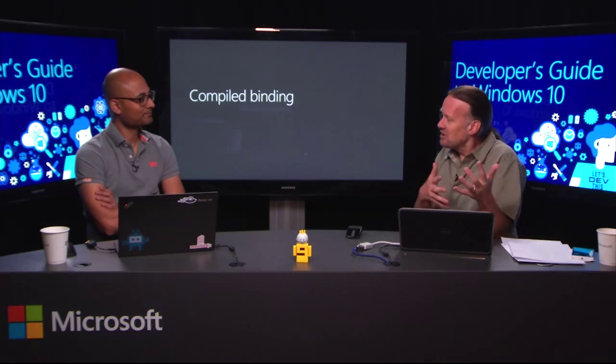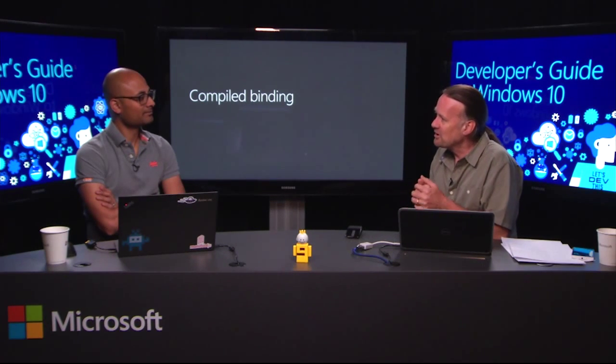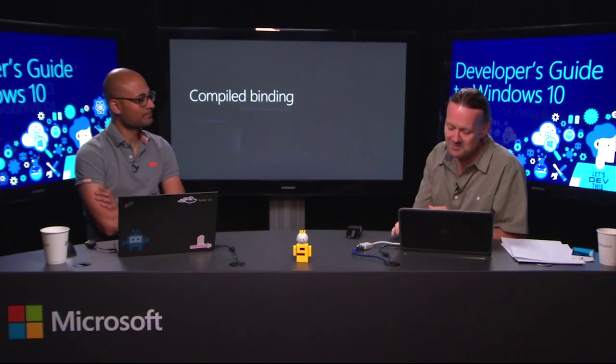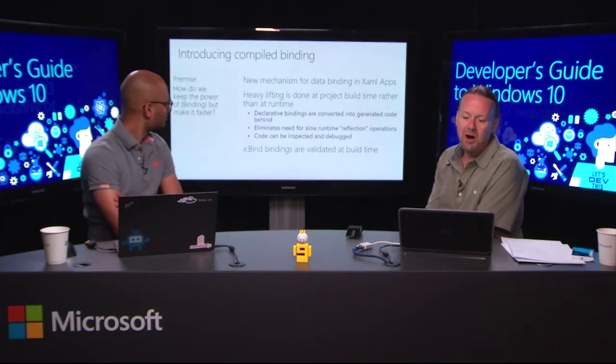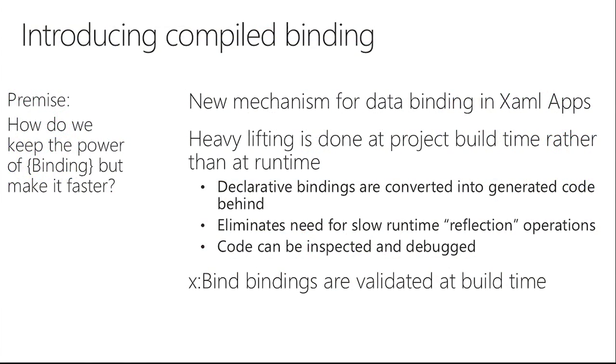But this is another one of these great new features we've got in XAML that is really going to improve performance. So, introducing compiled binding. This is a brand new mechanism for data binding. Well, it's an incremental improvement. It's a drop-in replacement for classic binding, like a V2. So the idea is, how do we keep the power of binding but make it faster?